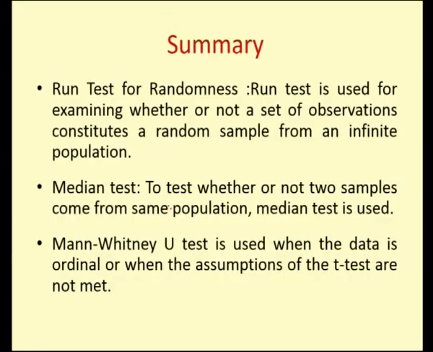We have discussed the run test for randomness. You know that the run test is used to check whether the set of observations constitutes a random sample from an infinite population. When you take the median test, the purpose is to test whether or not two samples come from the same population. Next is the Mann-Whitney U test. Here, when the data is ordinal or when the assumptions of the t test are not met, we make use of the Mann-Whitney U test.